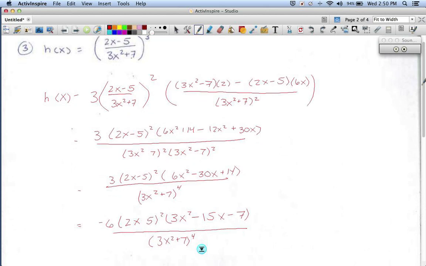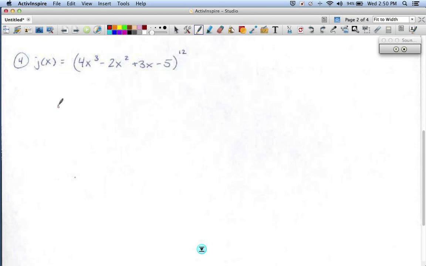Moving on to number 4. Straightforward power rule mixed in with the chain rule. So 12 times 4x cubed minus 2x squared plus 3x minus 5. That was the 12th degree derivative. Now I've got to take my inside derivative, which is 12x squared minus 4x plus 3. Nothing in common here, can't factor.